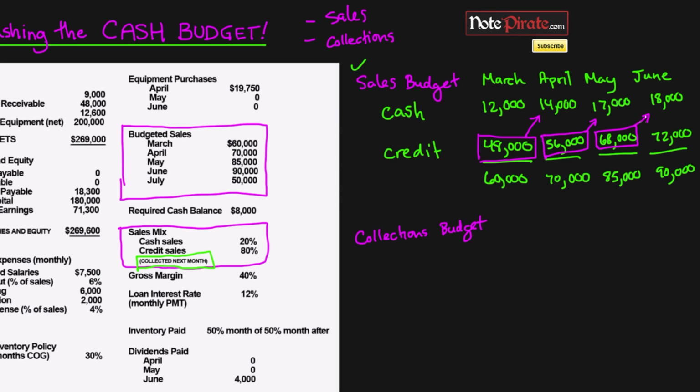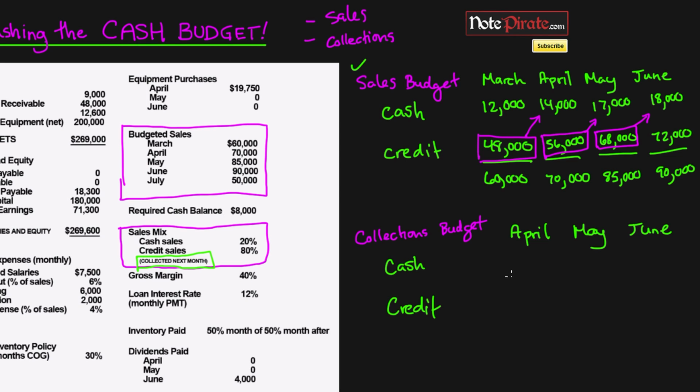The cycle repeats. So the collections budget, we're just going to express how much we've collected in each month of cash and credit from the preceding month. So we're going to do this for April, May, and June. And you can see why I also included March, because we needed to come up with March's to figure out how much we're going to collect in April.